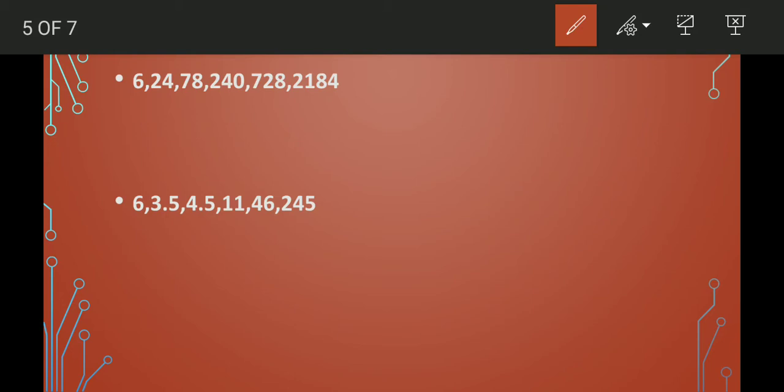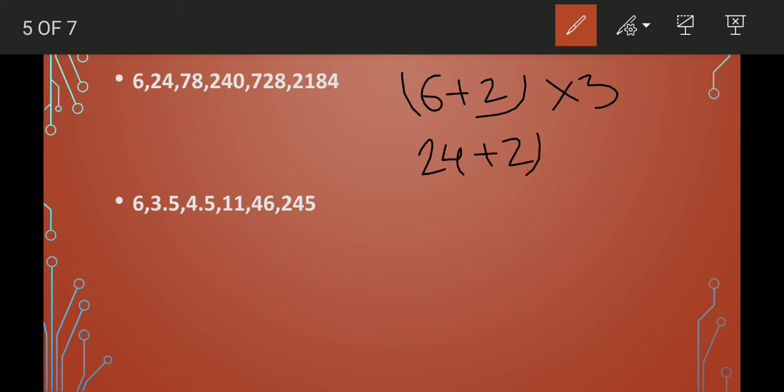If we multiply 6 with 4, we will get 24. That's not a problem, but can we get 78 out of 24 by multiplying with such a number? No, it's not possible. So what can we do? We can add 2 with 6, then multiply with 3, then we will get 24. Again, if we add 2 with 24 and multiply with 3, we will get 78.